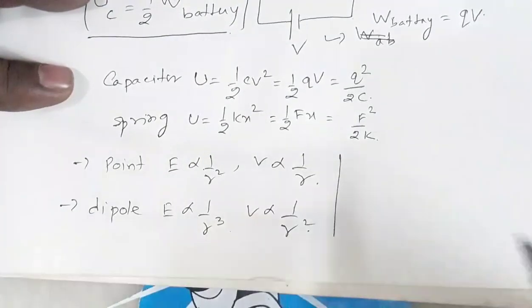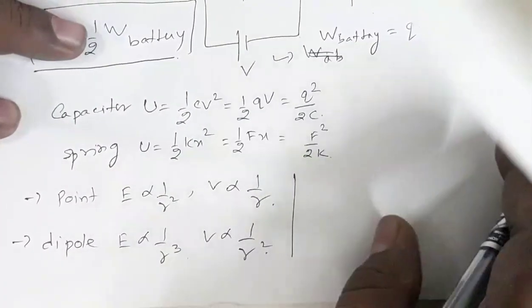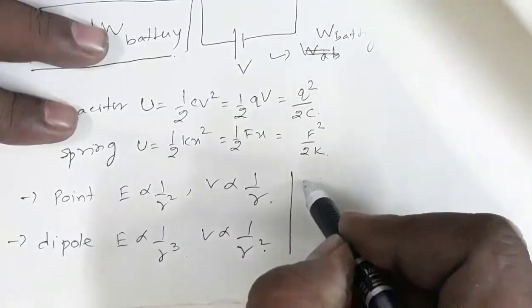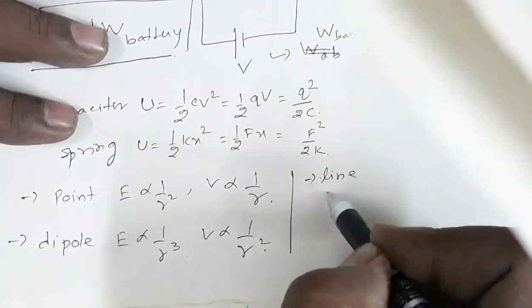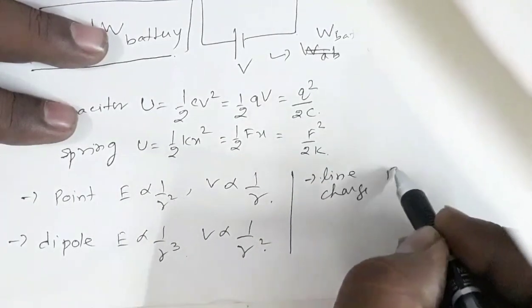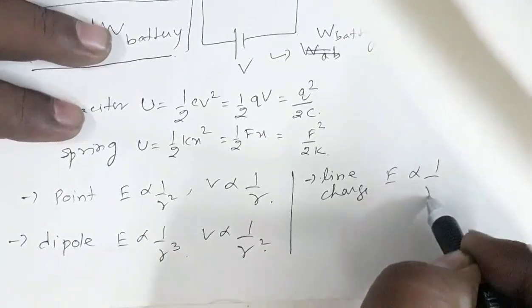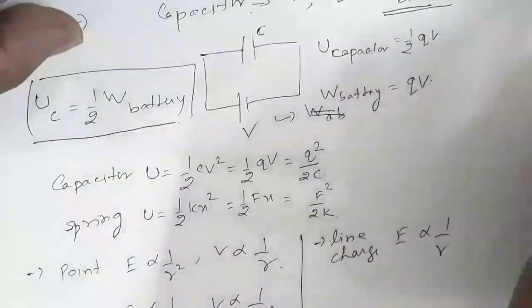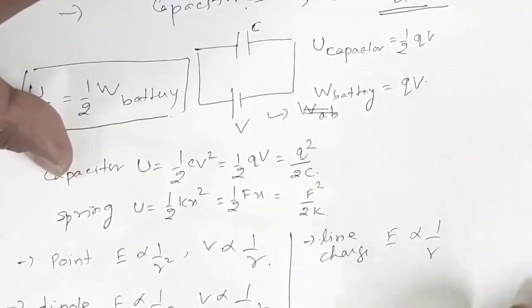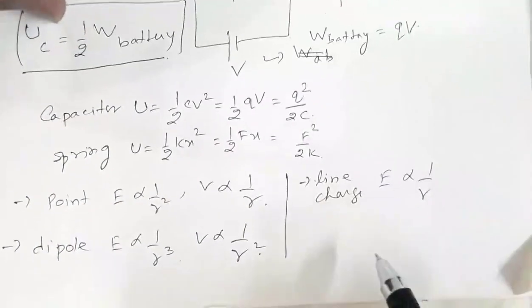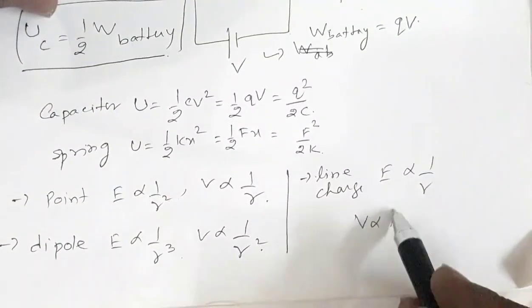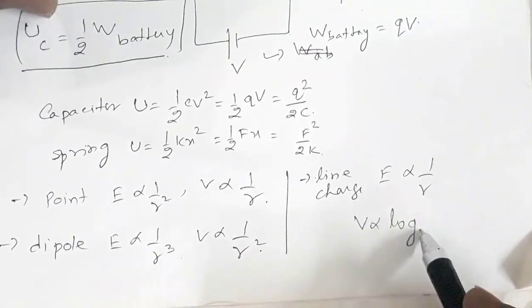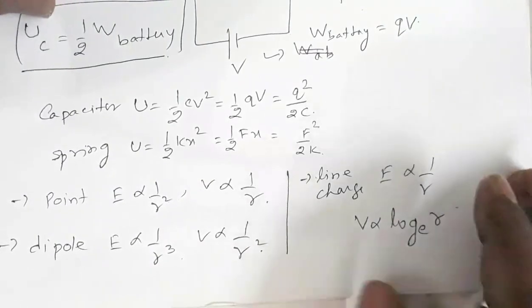Okay, for infinite line charge, E is inversely proportional to r, and V is proportional to log r, log to base e r.